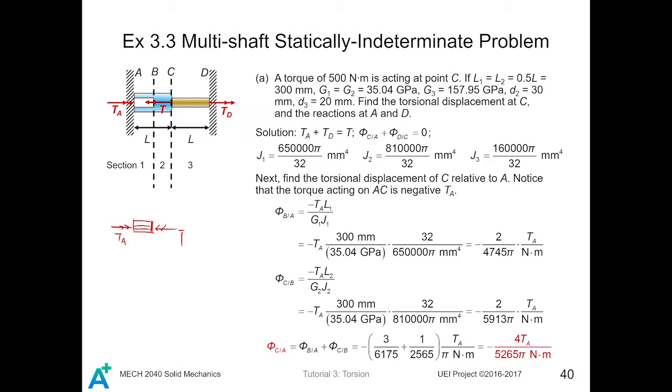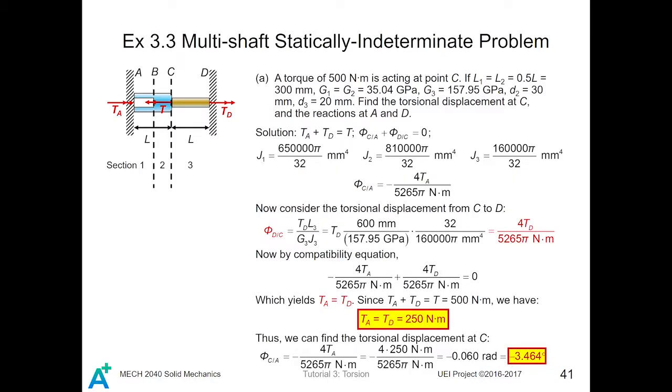Therefore, we have the negative sign located here. The torsional displacement at point B relative to A equals minus 2 divided by 4745 pi times TA, per meter. Similarly, for phi C relative to B, the torsional displacement at point C relative to B equals minus TA times L2 divided by G2 J2, but G1 equals G2, so those are the same. Substituting all those values inside, we have this complicated result. Finally, we sum both of them up to get this result. The torsional displacement at C relative to A equals minus 4TA divided by 5265 pi Newton meter.